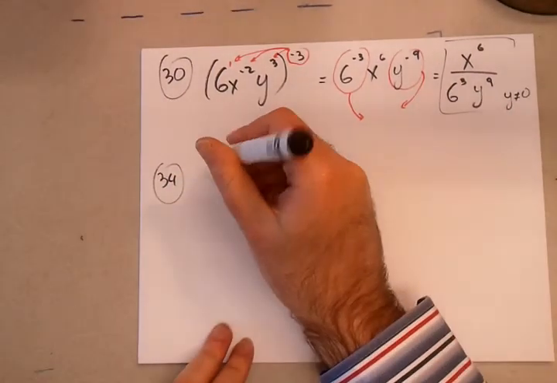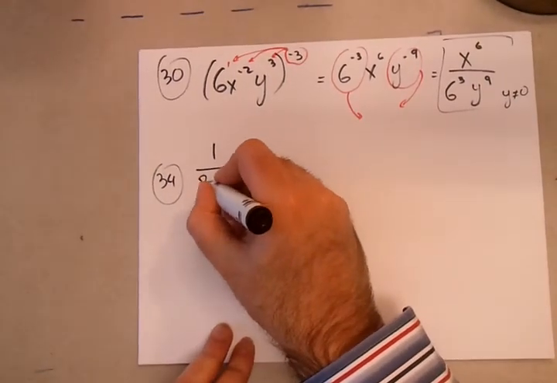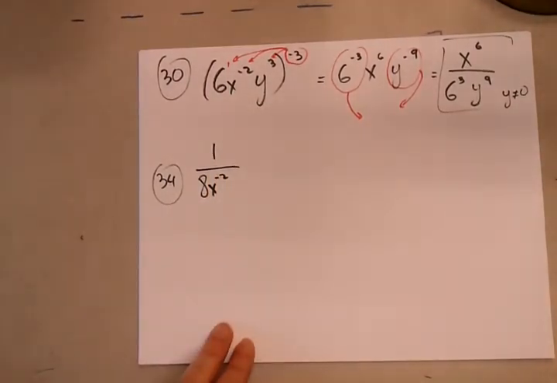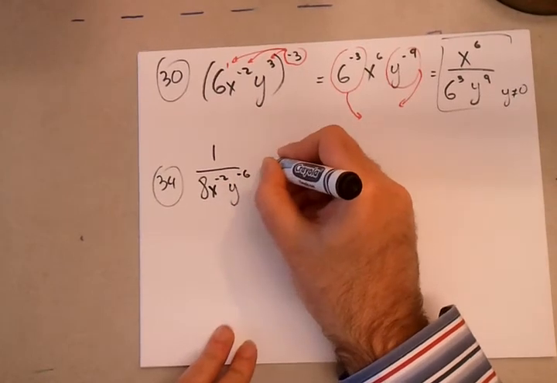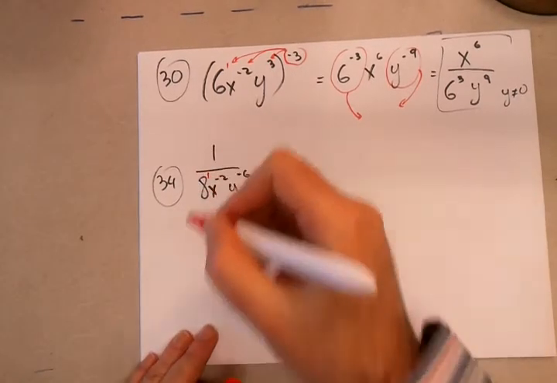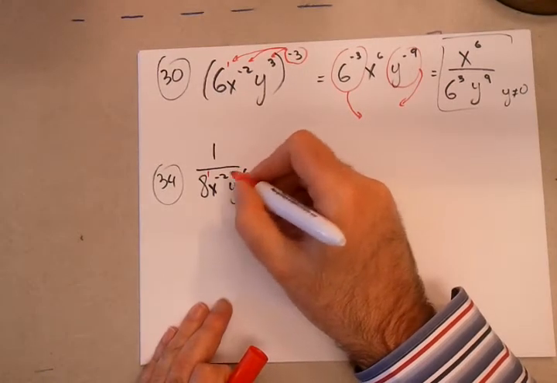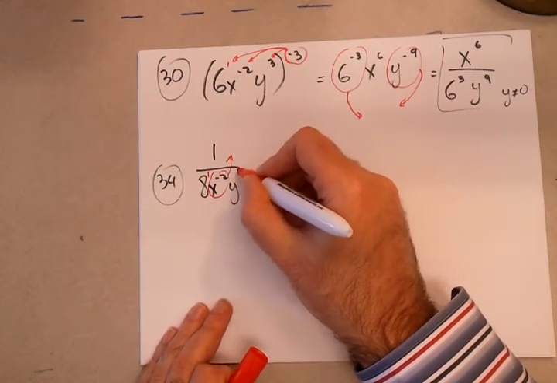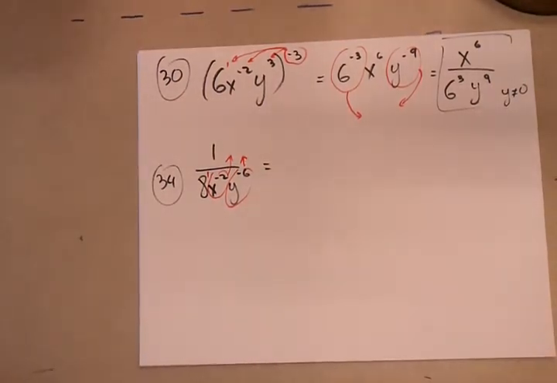34 is 1 over 8x to the negative 2nd power times y to the negative 6th power. So again, you have 3 bases. The 8 is to the positive 1st power. It's a positive exponent, so that doesn't have to do anything there. It's going to stay where it is. These 2 have negative exponents, so they are going to come up. And as they do this, they are going to make their exponents positive.